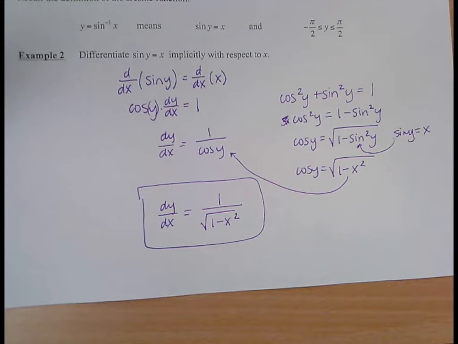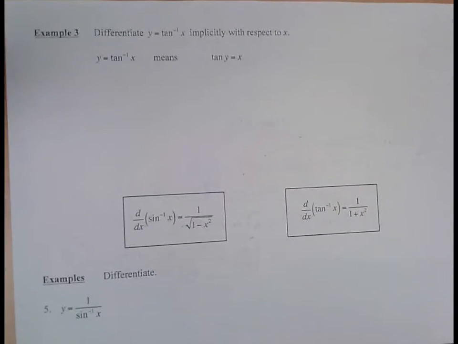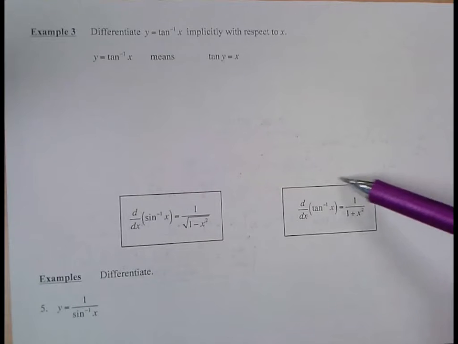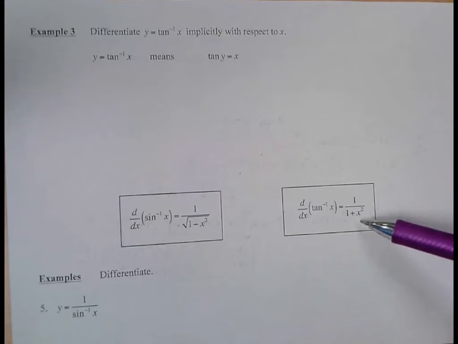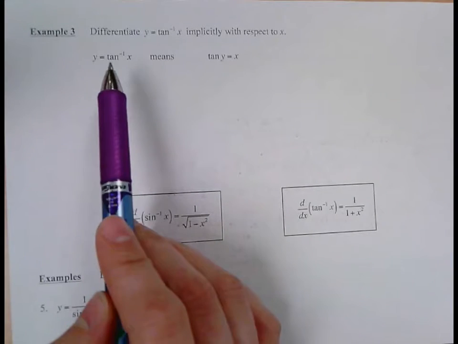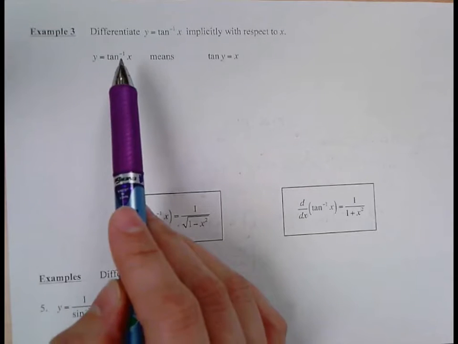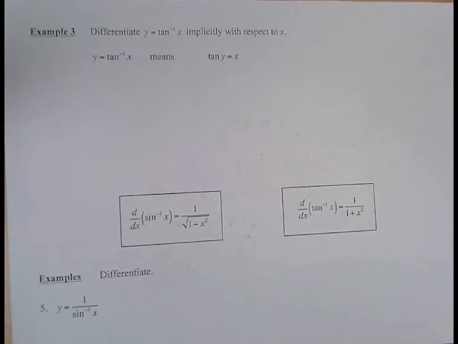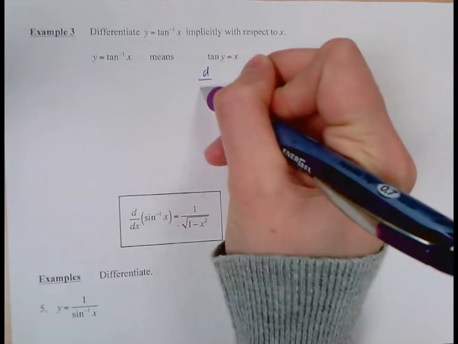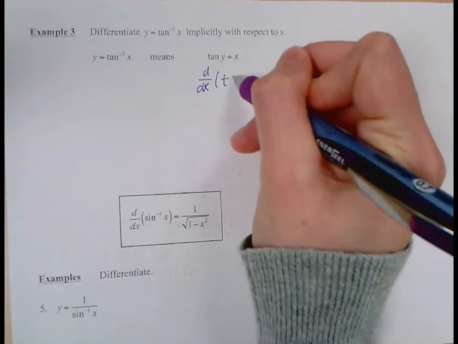Okay. We are going to, like I said, go through a similar proof for inverse tangent. Inverse tangent, you can see what the derivative is. It's 1 over 1 plus x squared. I'm going to show you where that comes from by implicit differentiation. So if we had y equals inverse tangent, this means tangent of y is equal to x. So if we go through that same process, take the derivative with respect to x of both sides.